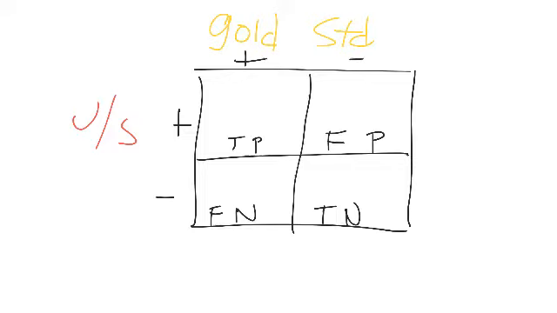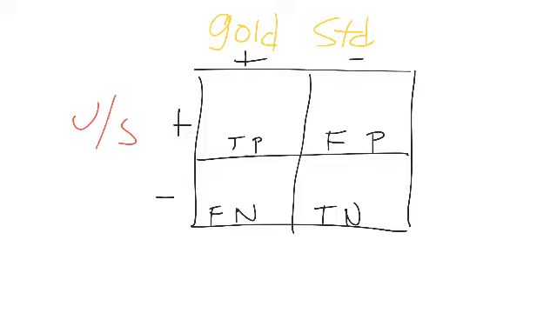All right, so let's look at our definitions here. True positive is when we match the gold standard and the disease is present. True negative is when we match the gold standard and there's no disease present. Those are the easy ones. All right? Everyone agree that's easy? Okay. Let me know when this gets hard.